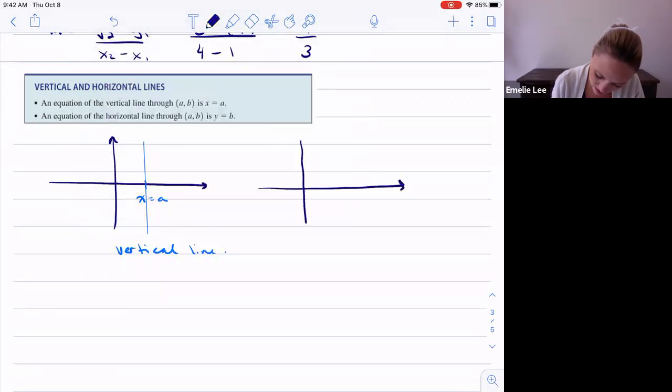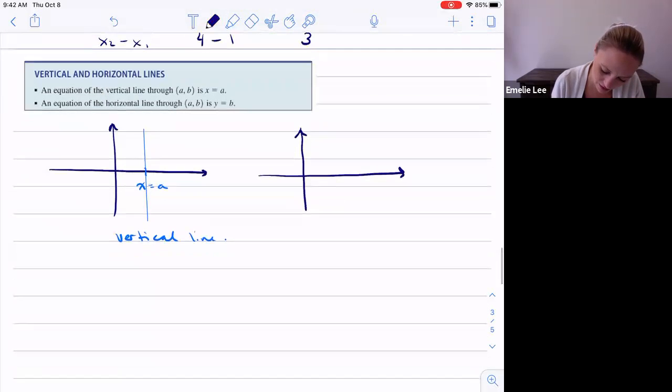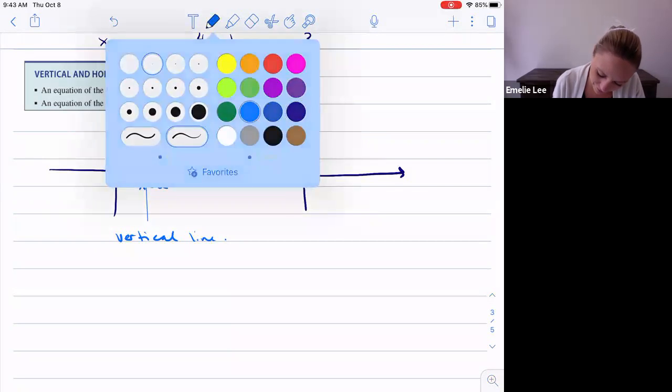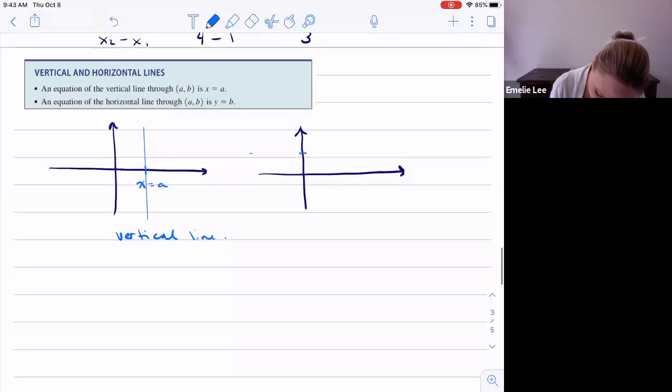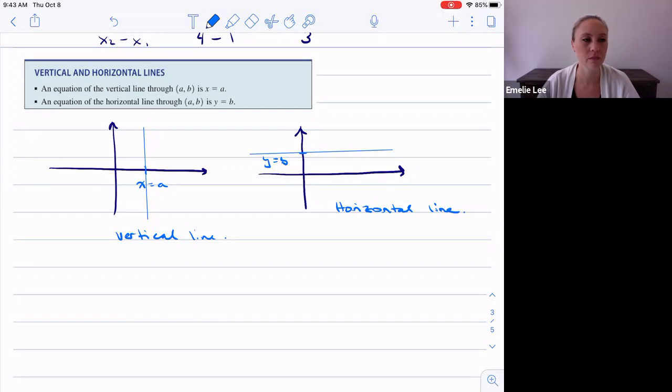Versus a horizontal line, which is when y equals b. So it doesn't matter what x is, y will always be b. So here at y equals b, I should move that down a little bit because I want to draw my line through it. y equals b, this is a horizontal line. They're supposed to be straight. It's hard to draw.